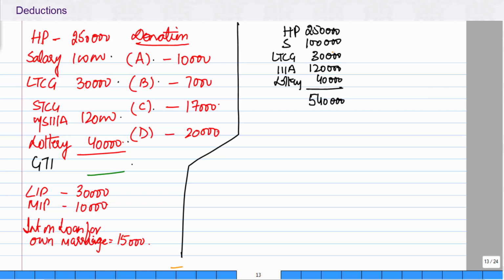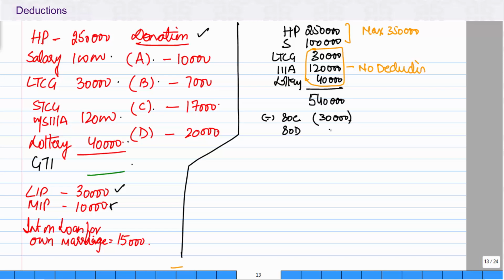A few things we need to remember: from the special income, there is no deduction allowed. So we need to be careful that the deductions can only be a maximum of 3,50,000. They cannot be up to 5,40,000. From here, I have a look. There are certain donations. There is a life insurance premium, I will give a deduction of 80C. There is a medical insurance premium, I will give a deduction of 80D. Interest on loan for own marriage. It's nice to get married. You might need a loan, but the income tax department will not give you a deduction. There is no deduction here.